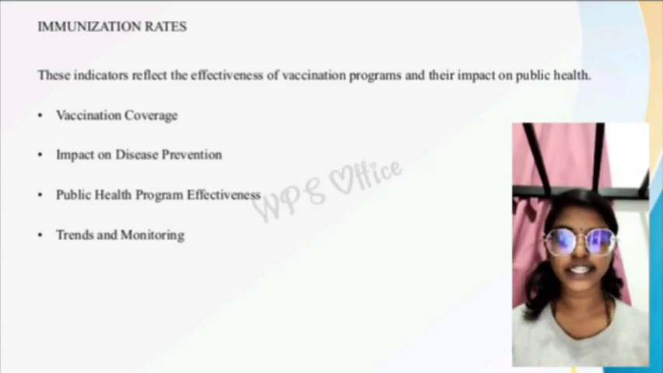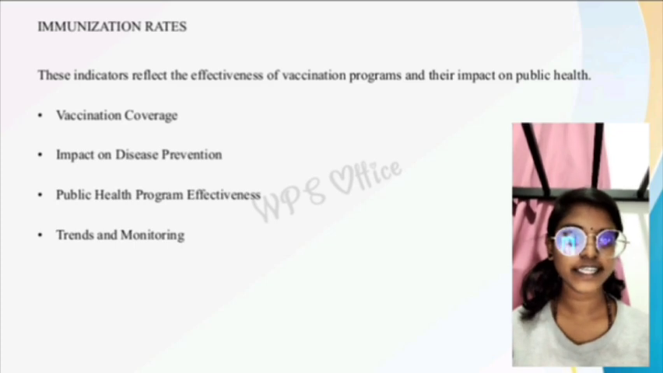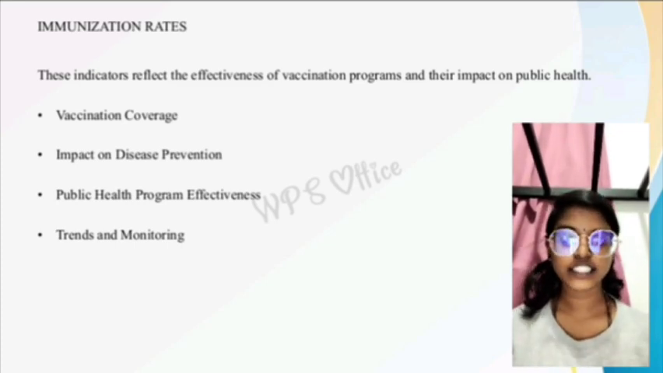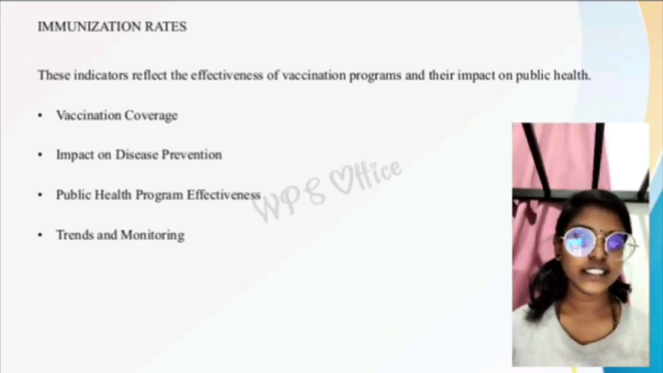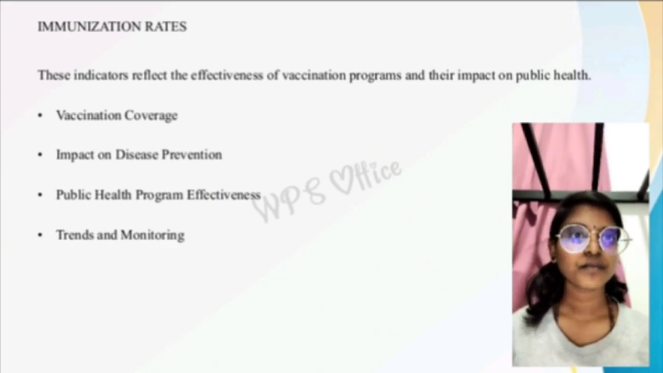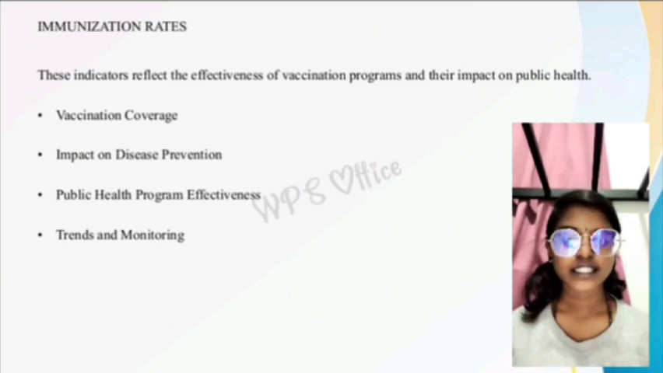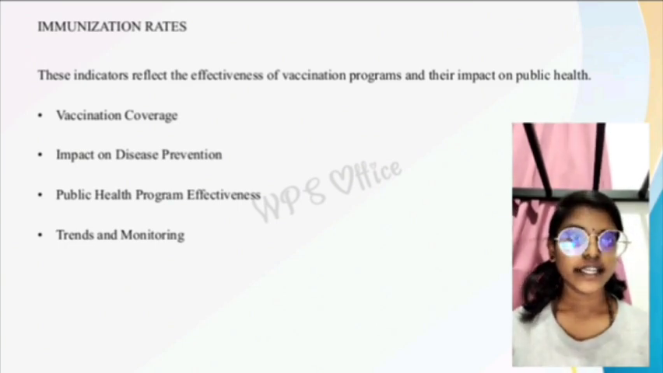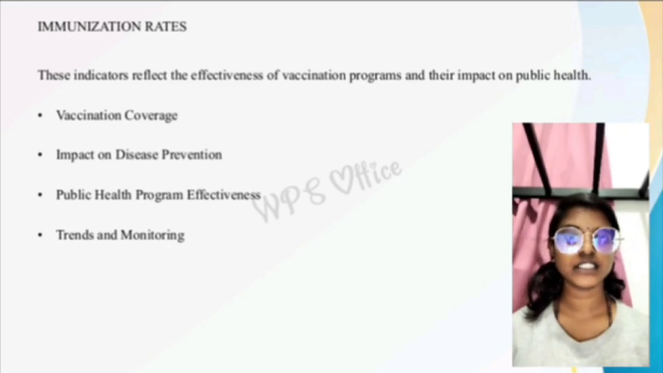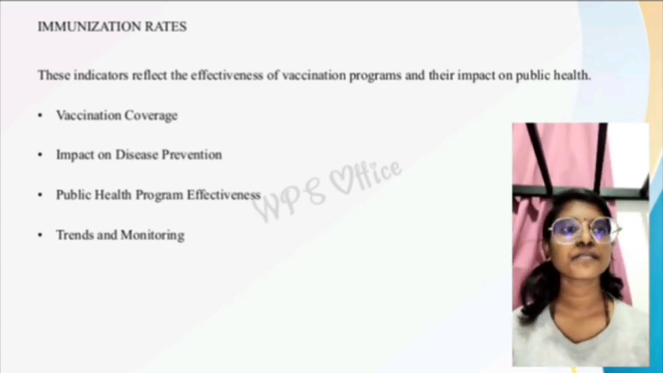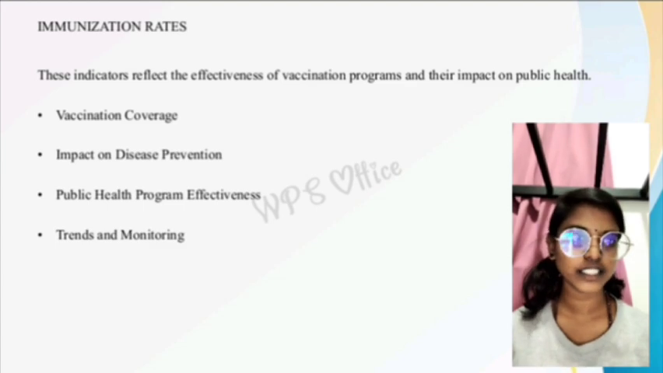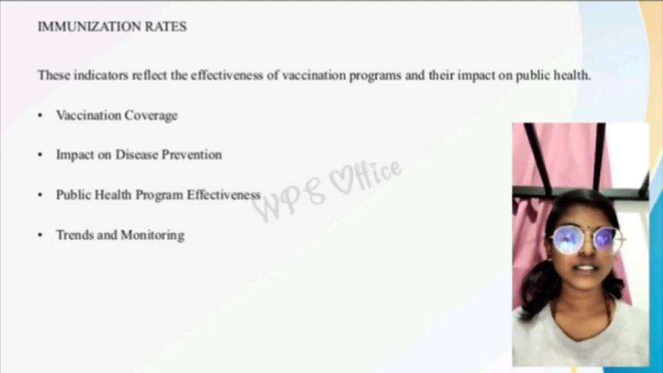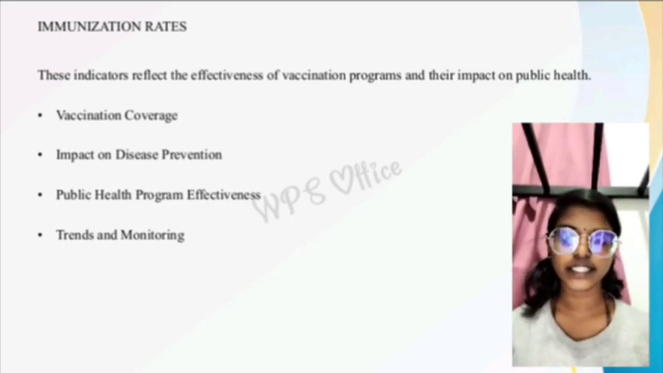In immunization rates, these indicators reflect the effectiveness of vaccination programs and their impact on public health. Immunization rates cover vaccination coverage, impact on disease prevention, public health program effectiveness, and trends and monitoring. Vaccination coverage measures the percentage of the population that has received recommended vaccines, including childhood immunizations, for example measles, polio, hepatitis B, and adult vaccines like influenza and COVID-19.